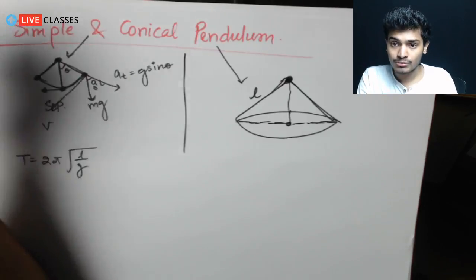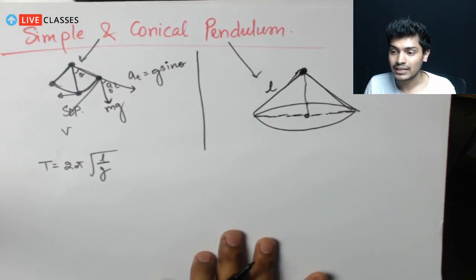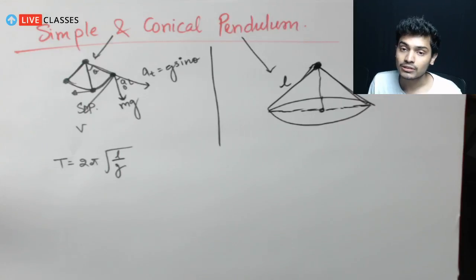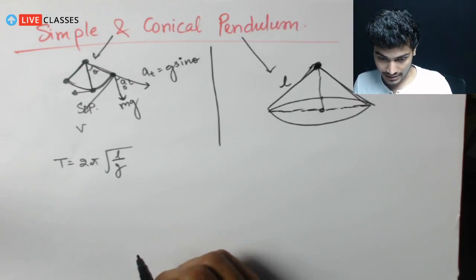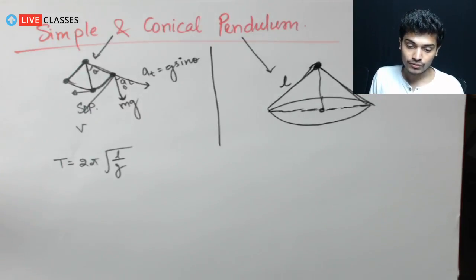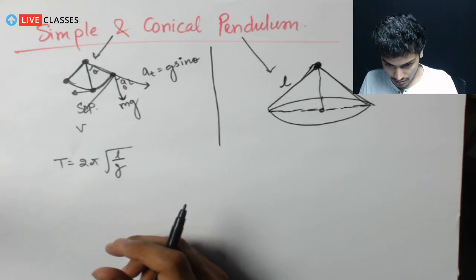One thing you also remember: a seconds pendulum is nothing but a pendulum having a time period of 2 seconds. That is known as the seconds pendulum. One thing you should remember.